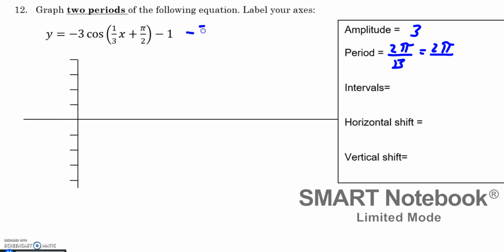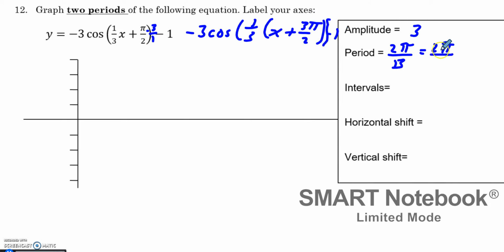Before I get there, though, let me rearrange this equation a bit. Let me take out the b value of 1/3. And if I do, I'm left with x plus something. Remember, when you take out a 1/3, what you're really doing is dividing by 1/3, which is the same as multiplying by 3 over 1. So you're really adding 3 pi over 2 and then subtracting 1.